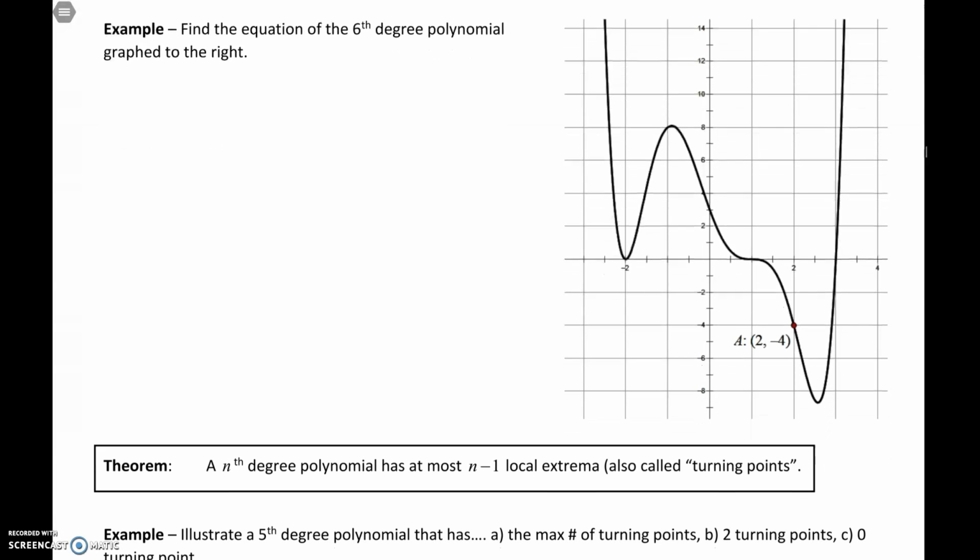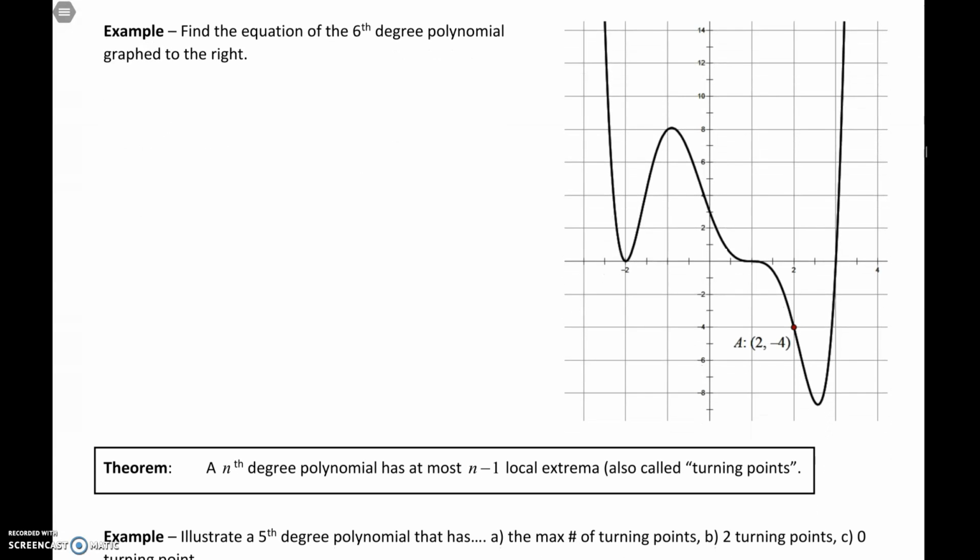All right, the next example asks us to find the equation of a 6-degree polynomial. So this 0 looks like it could be a 2 or a 4 or a 6, probably a 2. This one looks like it could be a 3 or a 5 or a 7, probably a 3. And this one has to be a 1 multiplicity. And if we look at the smallest ones, 2, 3, and a 1, that adds up to a 6.